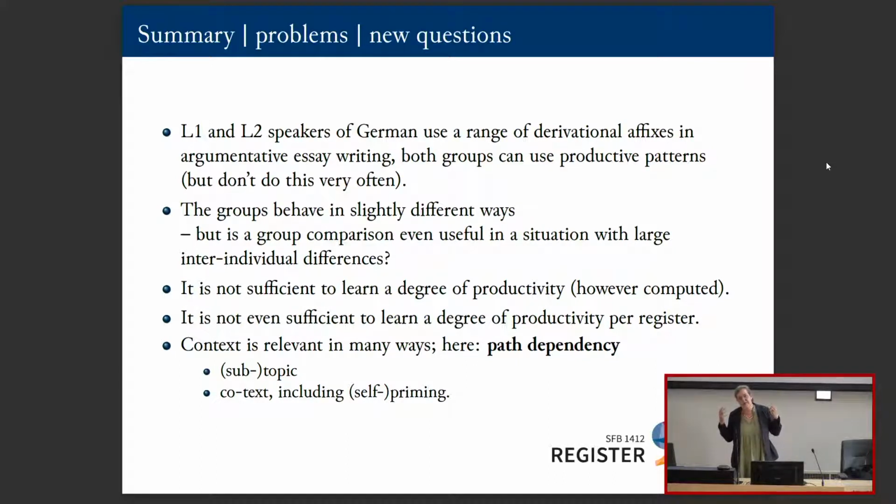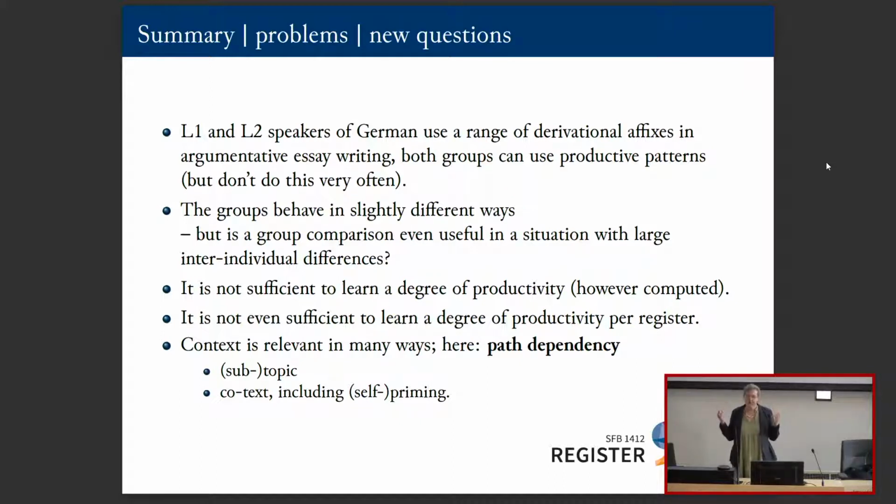It is not sufficient to learn any degree of productivity, because productivity is so dependent on so many other factors. For example, on register. So come back to the four topics. One of the topics is about academia. Of course, if you talk about academia, you will use many, many more neoclassical words, because all the names of the subjects that you can study are neoclassical, etc. Immediately, that will be more productive. But even in that topic, or in the feminism topic, it is not a homogeneous way that you can go. It is not sufficient to learn a degree of productivity per register.